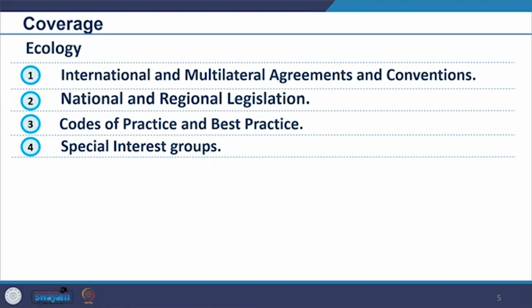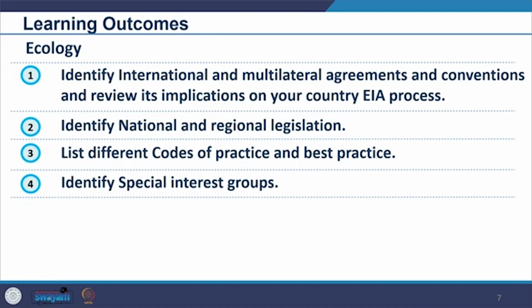Accordingly, the coverage of today's session will include international and multilateral agreements and conventions. We'll look into the national and regional legislations, codes of practice and best practices, and we'll just touch upon special interest groups. The learning outcomes after completion of this session would be that you are able to identify and list the international and multilateral agreements and conventions, and review their implications on our country's EIA process.